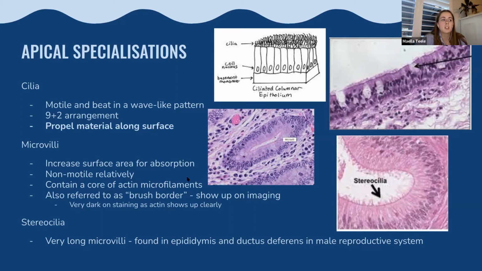And then we have stereocilia, which contrary to how the name might suggest, the name makes you think that it's cilia and that it's motile, but it actually isn't. So they're very long microvilli, but they're only found in a few things, so like the epididymis and ductus deferens. So they're the 3 apical specializations that you need to know about.